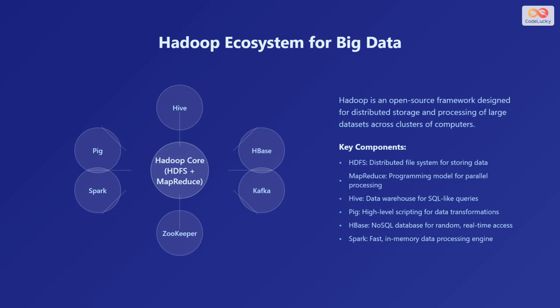The Hadoop Ecosystem is an open-source framework designed for distributed storage and processing of large datasets across clusters of computers. Key components include HDFS, which is a distributed file system for storing data, and MapReduce, a programming model for parallel processing. Other components are Hive, a data warehouse for SQL-like queries, Pig, which is a high-level scripting tool for data transformations, HBase, a NoSQL database for random, real-time access, Spark, a fast, in-memory data processing engine, Kafka, used for distributed streaming, and Zookeeper for maintaining configuration information.